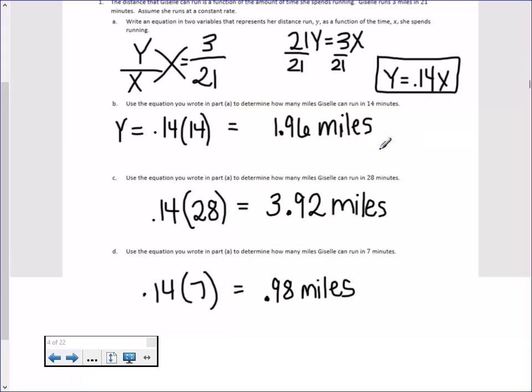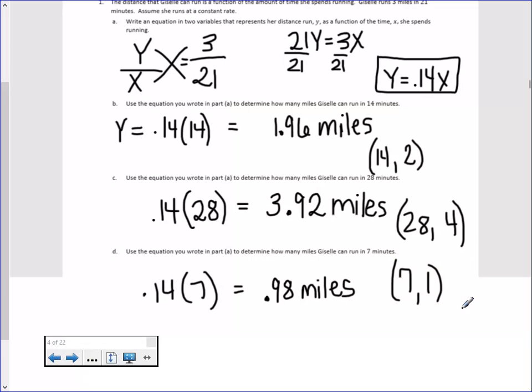Okay, so for 14 minutes, about how many miles can she run? 2. Same thing here, 28 minutes, about how many miles can she run in 28 minutes? 4. And then for 7 minutes, she can run about 1 mile. So what I did there is I just rounded them up to the nearest whole number so that it's a little easier to graph. We're going to plot these points on our graph over here.